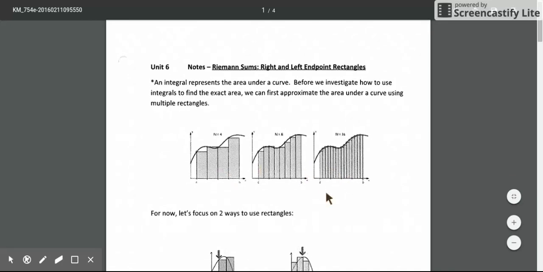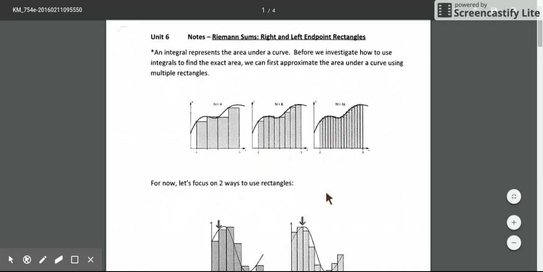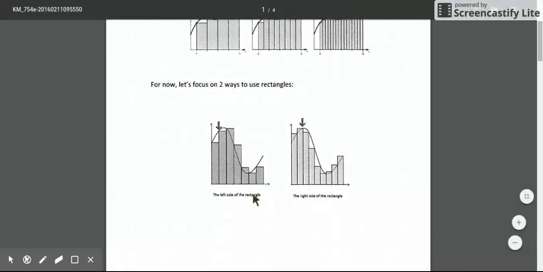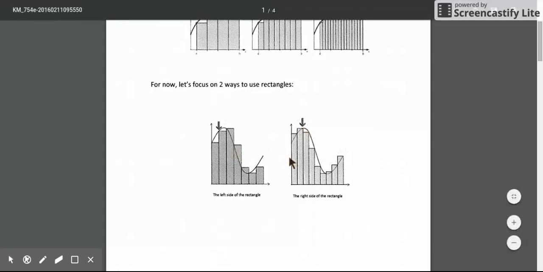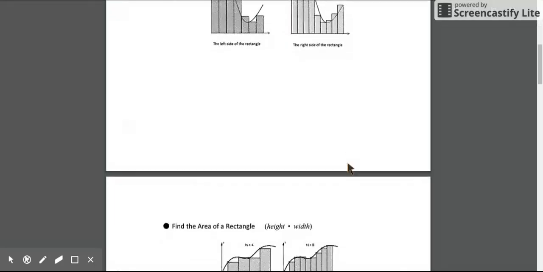So in this video, we're just using rectangles, and we're going to talk about two ways that we can use rectangles. We can use rectangles where the height of the rectangle is the value on the left side of the rectangle. It's called the left endpoint. Or we could flip that, and we could use the height of the rectangle being the function value evaluated at the right side of the rectangle, which is called the right endpoint. So two different ways we can do it, and they're both going to give us different approximations, but similar approximations. And so let's practice doing both of those.